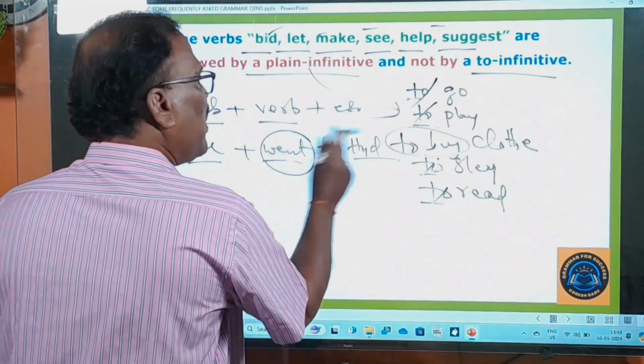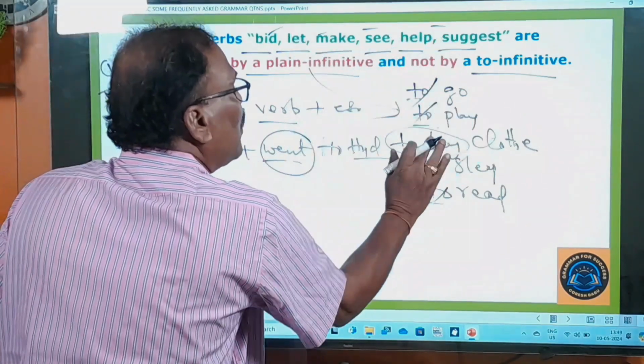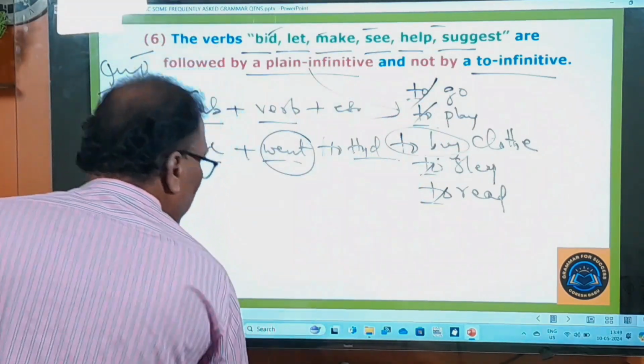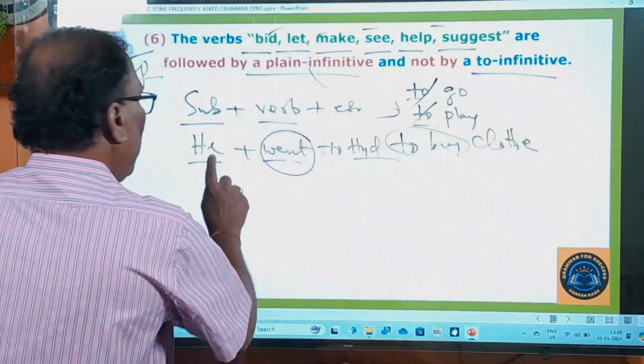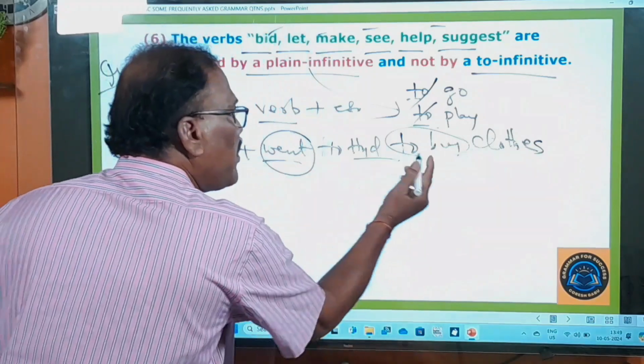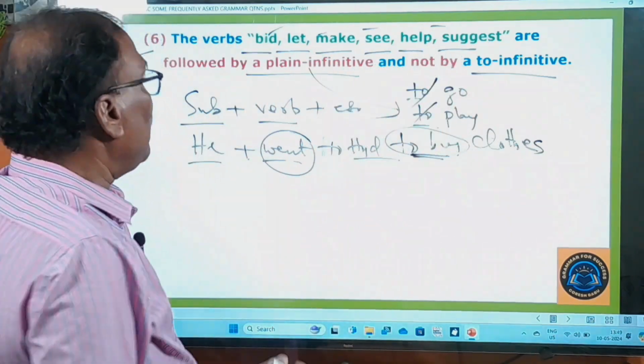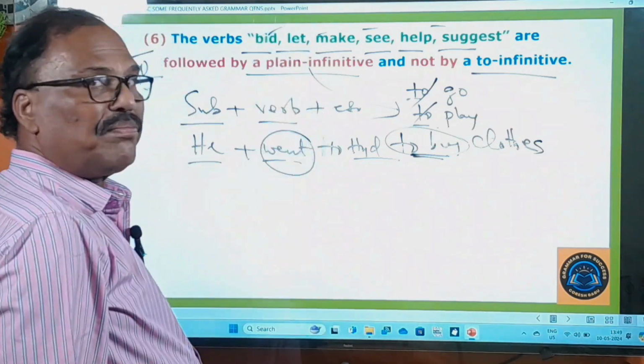After this, the verb is taking a to infinitive, but certain verbs don't. These verbs don't take a to infinitive. Can you pay attention? He went to Hyderabad to buy clothes. So this verb is taking a to infinitive, but these other verbs don't. They take only a plain infinitive.